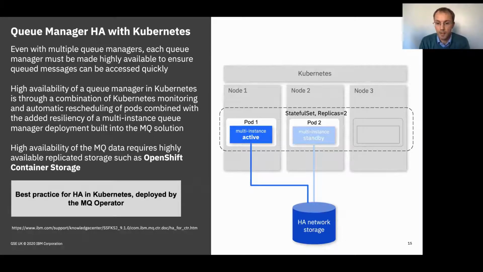In this scenario, we have a stateful set of 2 replicas. So we have an active instance and a standby instance. And then we use the highly available container storage as the framework for the multi-instance queue manager. So we can start both those containers. The first instance that acquires a lock on the storage becomes the active instance, and the second instance sits there waiting to take over should the active container fail. This works really well and is the recommended best practice for MQ HA in Kubernetes, which you can manage using the MQ operator in OpenShift for improved usability.